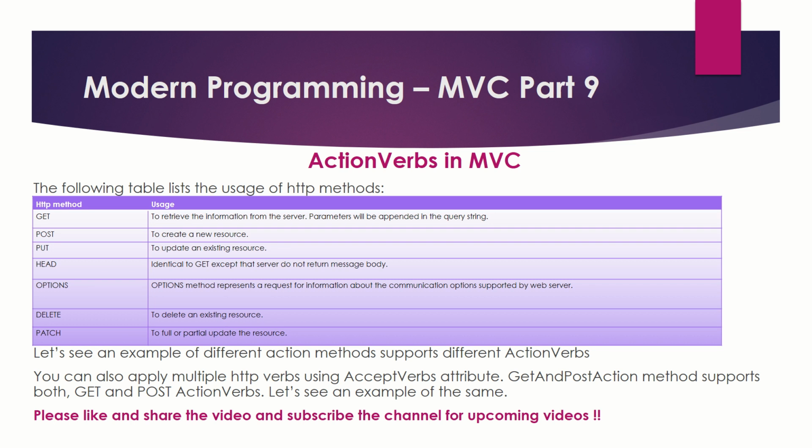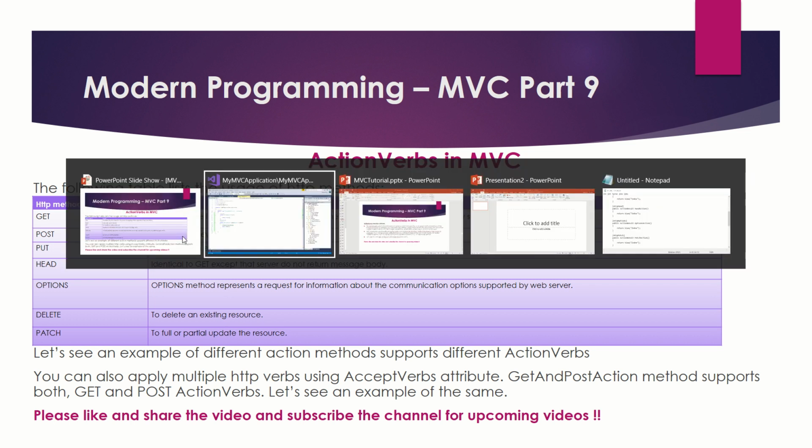If you want something identical to get except that the server does not return a message body, you can use head. Then options: the options method represents a request for information about the communication options supported by the web server. Then delete, the name itself says to delete an existing resource. Patch, to fully or partially update the resource. Let's see an example of how action method support works.